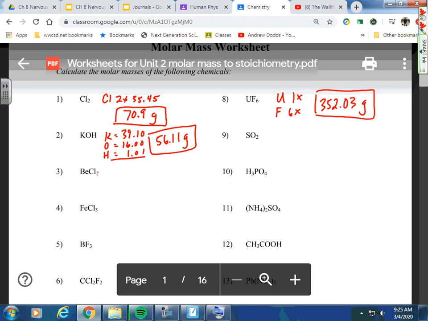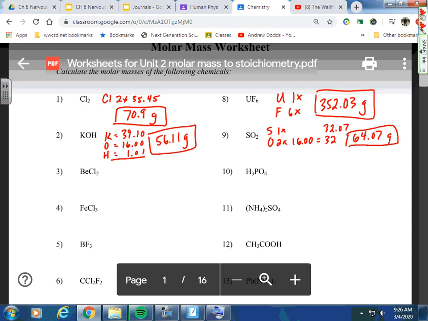SO2. So S, no number after it, just means 1. O, there's 2 of them, each at 16, so a total of 32 for that. S is 32.07. So add those together and I get 64.07 grams per mole. So 1 mole of that is how many grams.